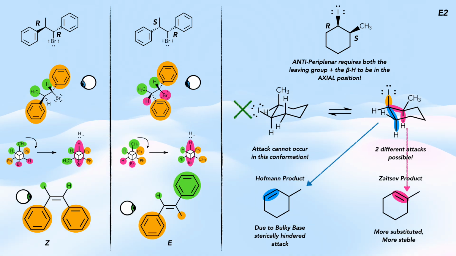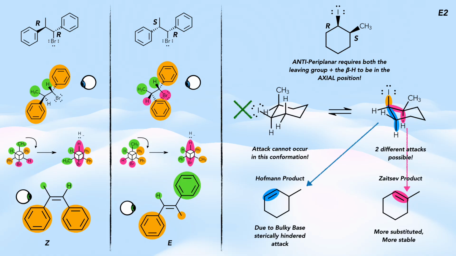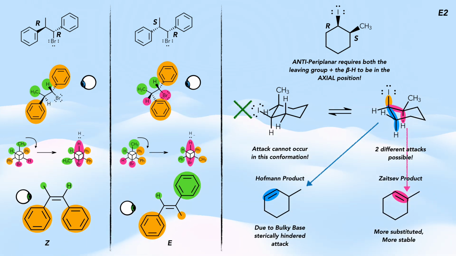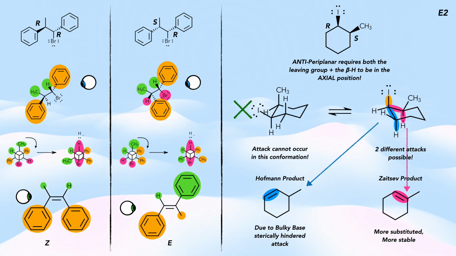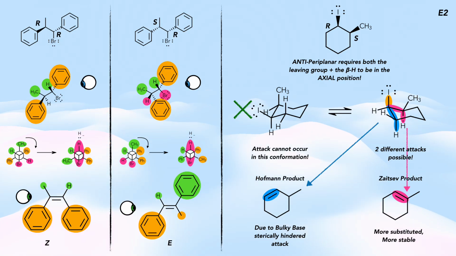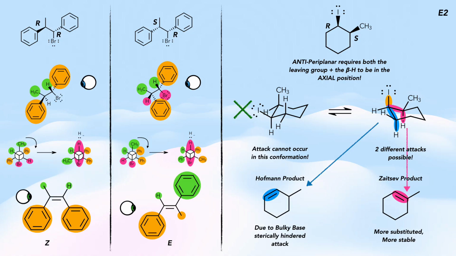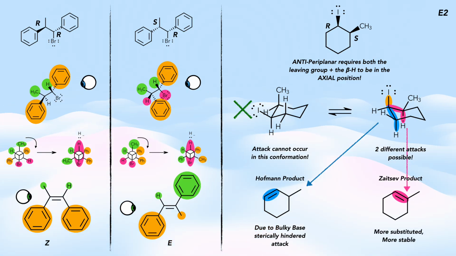On the right-hand side of the panel, we have cyclohexane, and it's making an analogous point for ring systems. In cyclohexane, both the beta hydrogen and the leaving group must be axial in order to be anti-periplanar. If either is equatorial, there will be no E2 mechanism. A ring flip that places different beta hydrogens axial can lead to different regiochemical products, and bulky versus small bases will decide which of those axial hydrogens is actually abstracted.